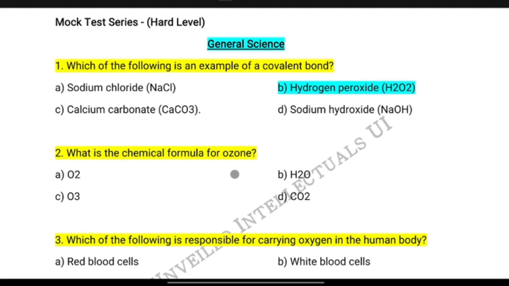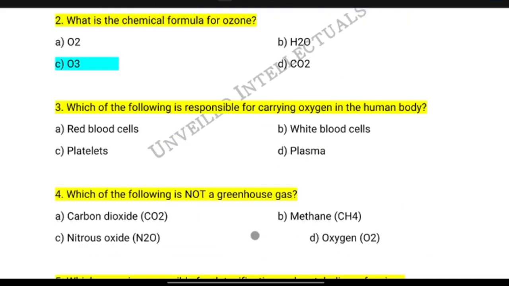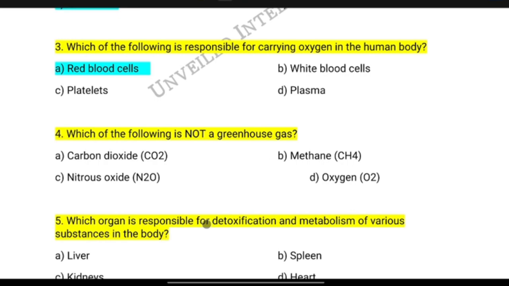2. What is the chemical formula for ozone? Correct answer is C. O3. Explanation. Ozone is represented by the chemical formula O3. 3. Which of the following is responsible for carrying oxygen in the human body? Correct answer is A. Red blood cells. Explanation. Red blood cells, also known as erythrocytes, are responsible for carrying oxygen in the human body.